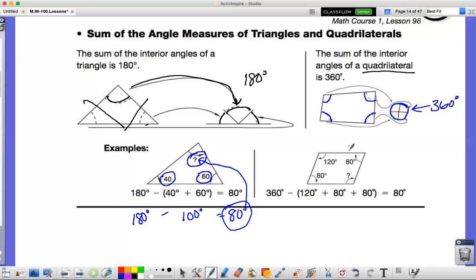You can do the same thing if you have a quadrilateral. We have one missing angle here. We don't know what it is. But knowing that all 4 angles add up to 360 degrees, we can subtract the other 3 that we had, which add up to 280 degrees. So that'd be 360 degrees minus 280 degrees, and that would actually be 80 degrees.